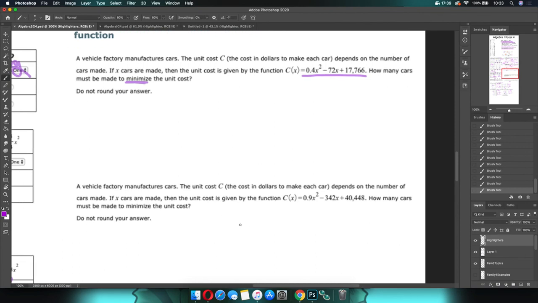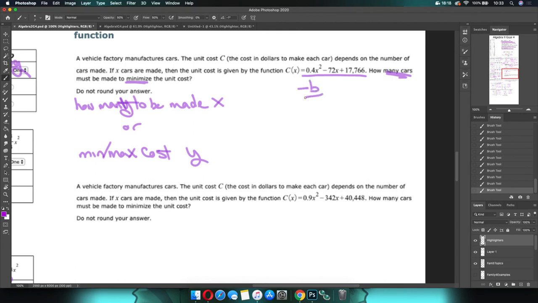The three screen grabs that I pulled from the internet are all asking for the same thing. They're going to ask you how many need to be made, or they're going to ask for the minimum or maximum cost. Based on which one they're asking, you know from your vertex you're either going to be finding your x or your y. That's what you got to be aware of. So in this case, it's how many cars must be made. So therefore, we're looking for our x.